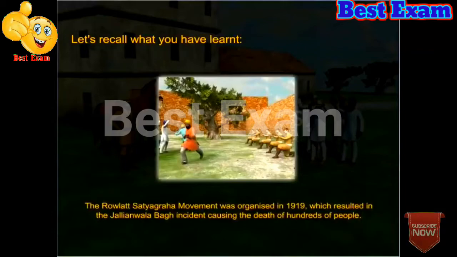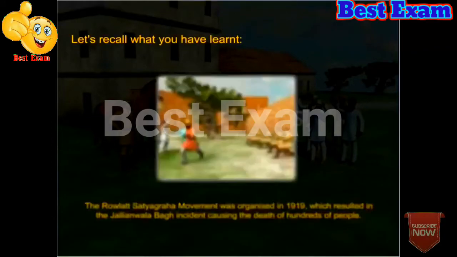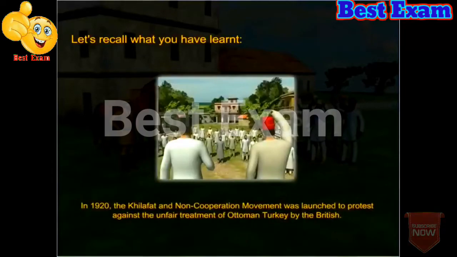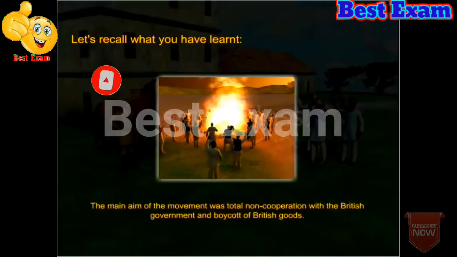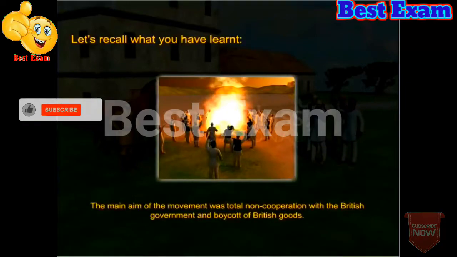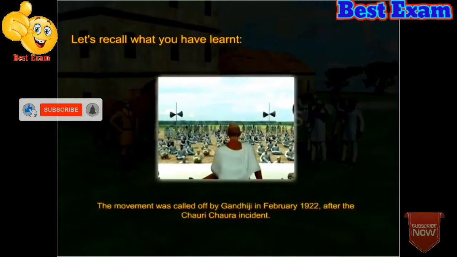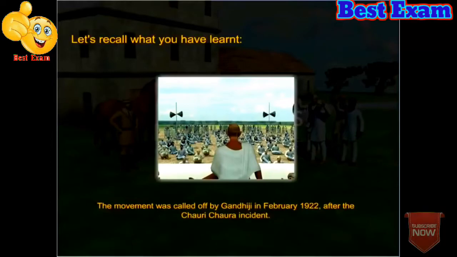The Rowlatt Satyagraha movement was organized in 1919, which resulted in the Jallianwala Bagh incident, causing the death of hundreds of people. In 1920, the Khilafat and non-cooperation movement was launched to protest against the unfair treatment of Ottoman Turkey by the British. The main aim of the movement was total non-cooperation with the British government and boycott of British goods. The movement was called off by Gandhiji in February 1922 after the Chauri Chaura incident.